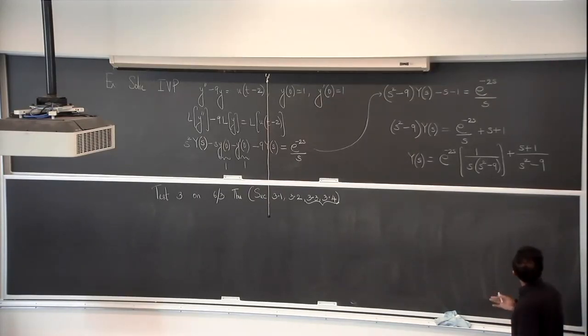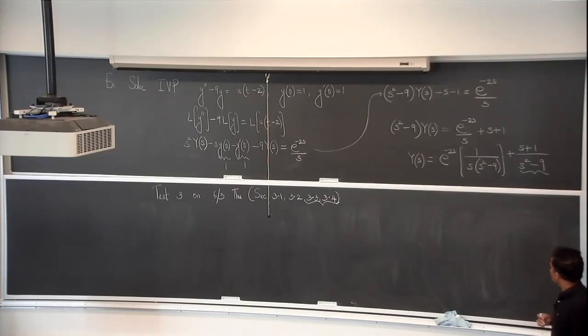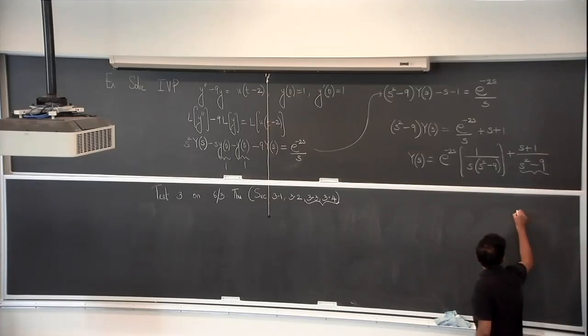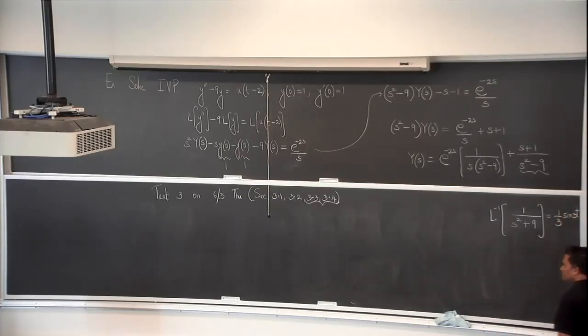I told you there is something that students get wrong in this kind of problem, and that's mainly because they think this term is something that you could easily invert using your table. Okay. So when you have, if it was s squared plus 9, for example, this would be 1/3 of sine 3t. That is case number 6 or 7 in your Laplace table.